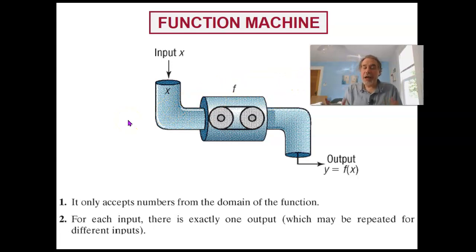So to really be a function, it only accepts numbers from the domain of the function, whatever that is. And for each input, there's exactly one output. Now, it might be repeated for different inputs. You might get the same output from 2 different inputs. But you can't have the same input give you 2 different outputs. So I can't throw the number 17 into the machine and get out 22, and then later somebody else comes along and throws the number 17 into the same machine and gets a different number out. It's always going to do the same thing to the same input.